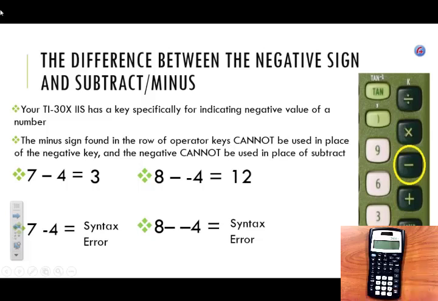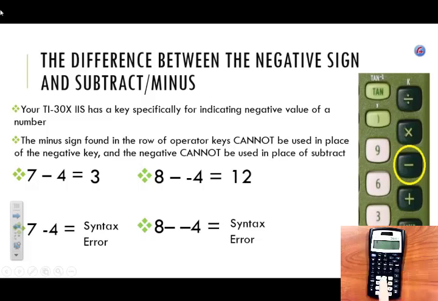So another example is if you're subtracting a negative number. 8 minus negative 4. Notice the subtract is a little bit longer than the negative. The negative is a little bit shorter there. It kind of helps you to tell the difference as you're looking back through what you've entered into your calculator. When you touch enter, you get 12, because 8 minus negative 4 is 12.